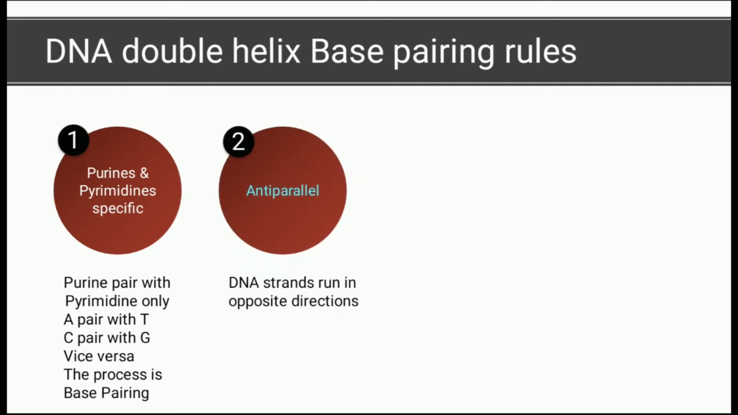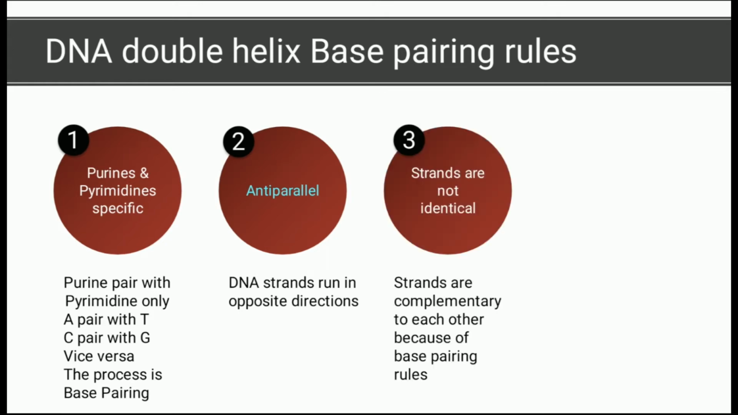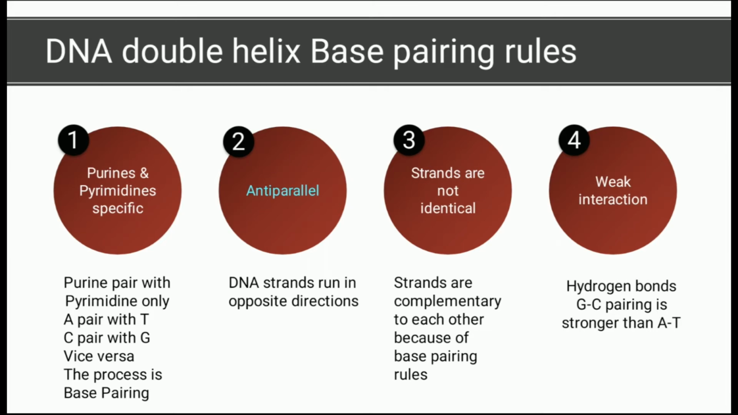And they always exist in an anti-parallel nature. So if one strand is 5' to 3', the opposite strand is in the 3' to 5' direction. And these strands are not identical. The reason is that the nitrogen bases interact specifically with another nitrogen base, so they are not identical. One strand is called the base template, and the other strand is called the complementary template. The two strands interact by hydrogen bonds. Among them, A and T interact with 2 hydrogen bonds, and G and C with 3 hydrogen bonds. So GC pairing is stronger than AT pairing.